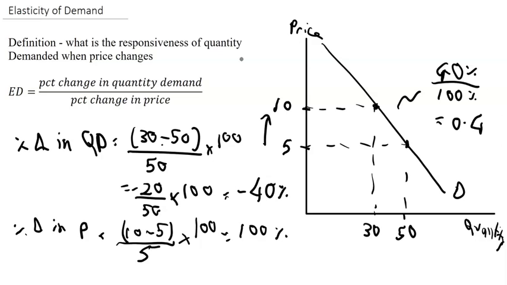However, let's say we are now seeing a price decrease. So we're moving from $10 to $5. And so the quantity will be increasing from 30 to 50.